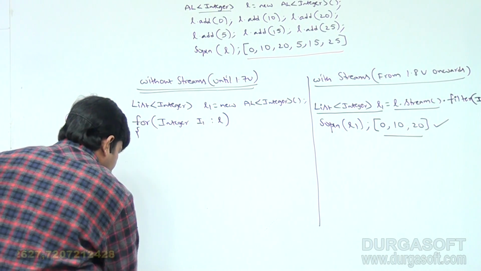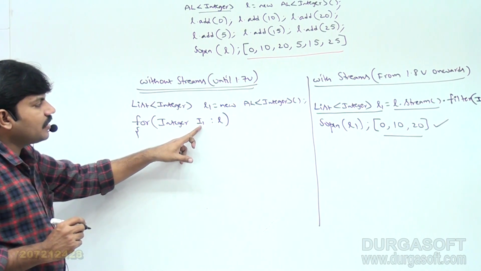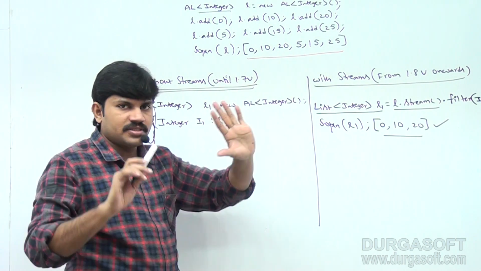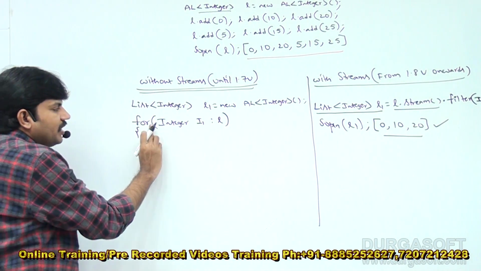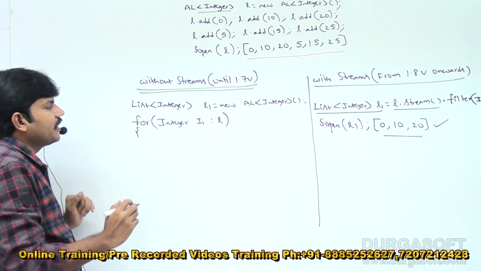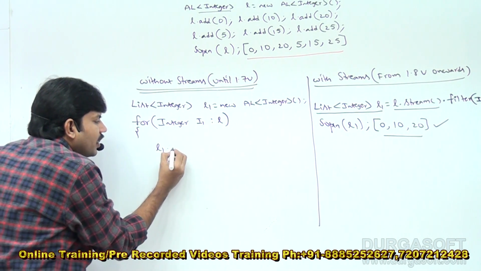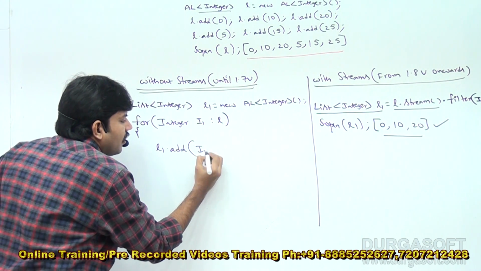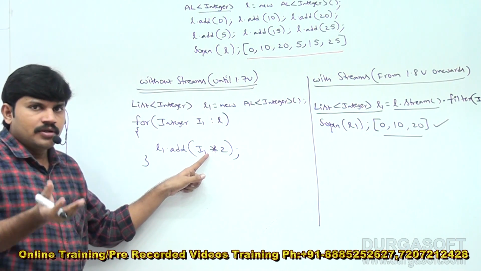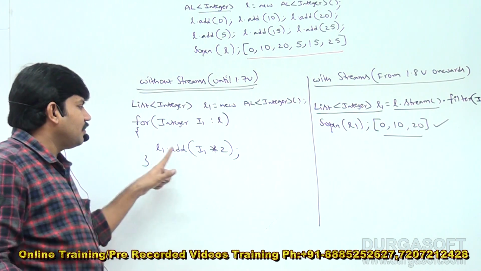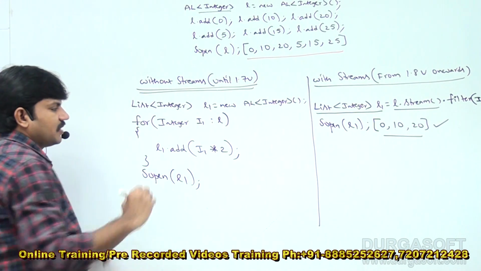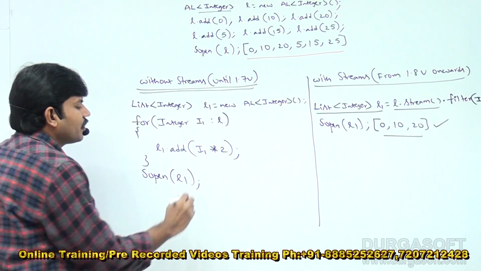Just observe this carefully, sir. For each integer I1 in L. Same example, sir. This is my original list. How many elements are in the original list? 6 elements are there. Now, for each integer I1 in L, what I am doing here is, observe, L1.add of I1 into 2. Can you please double every element and add that element to this new list, System.out.println of L1, sir.